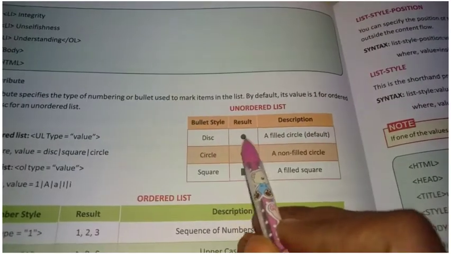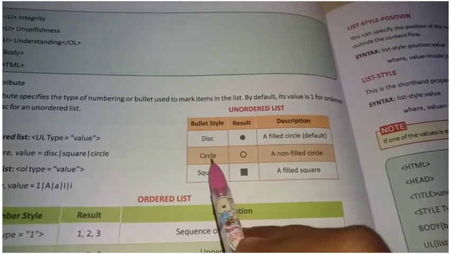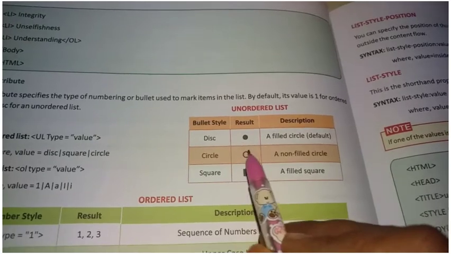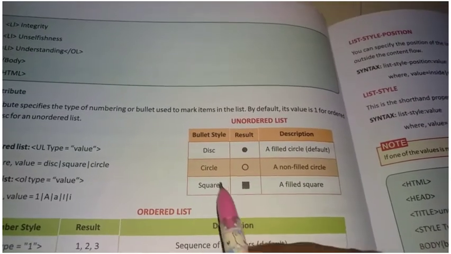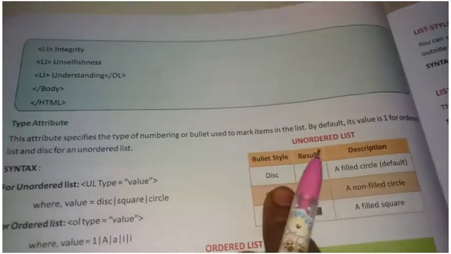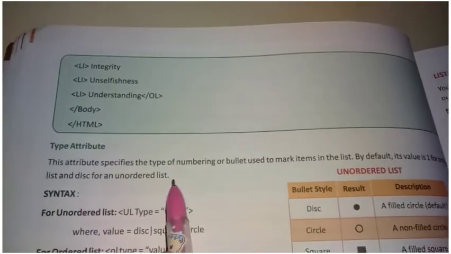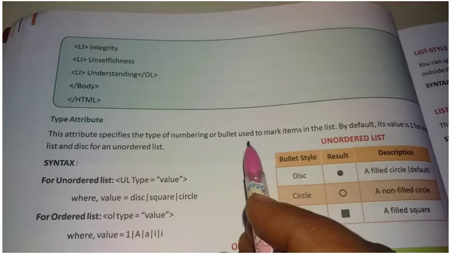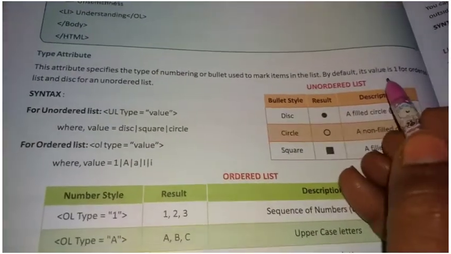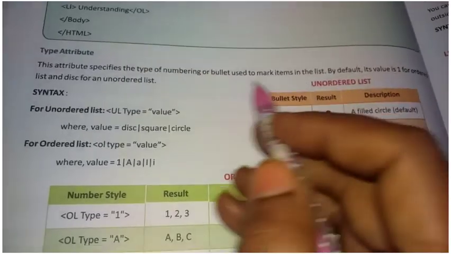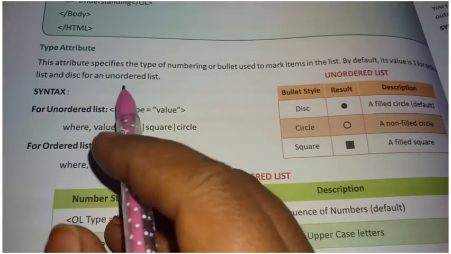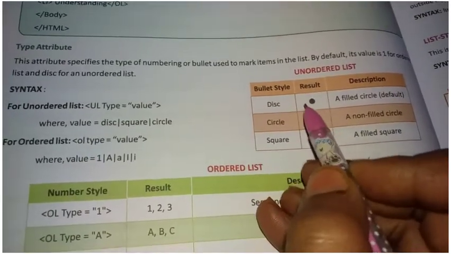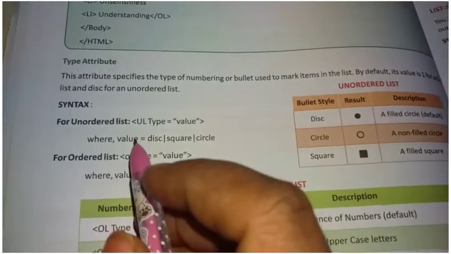Disc means only a circle, it is filled. Circle, only a circle, it is not filled inside. Square, so it is a filled square. These are the different types of bullet styles. It is used to specify the type of numbering or bullets to mark the list of items. The type attribute default is 1 for ordered list, and for unordered list it is disc, means a filled circle, it will come for the unordered list.